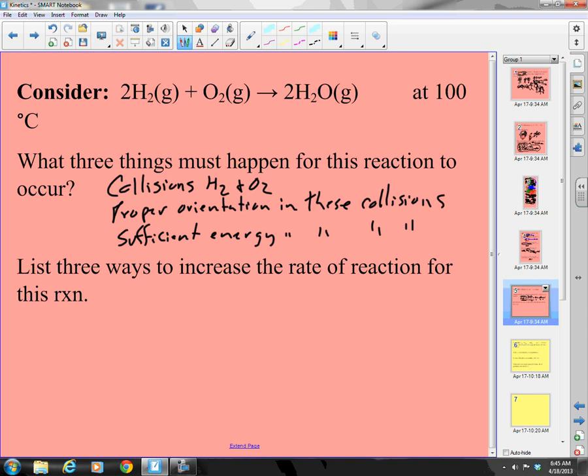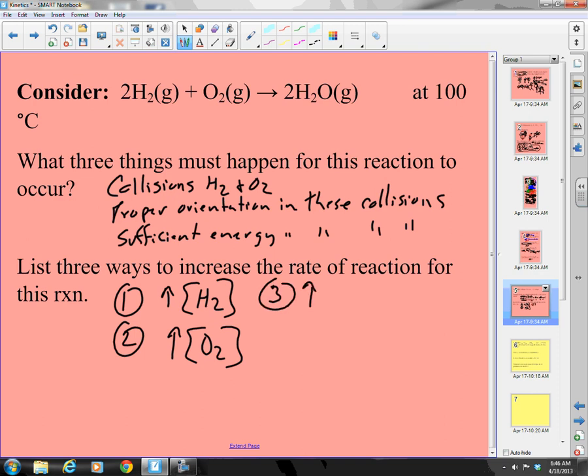Now, list 3 ways to increase the rate of reaction. Okay, what's one thing? Well, I could increase the concentration of H2. Another thing is, I could increase the concentration of O2. What's the third thing I can do? 3, increase temp. 4, I could add a catalyst.